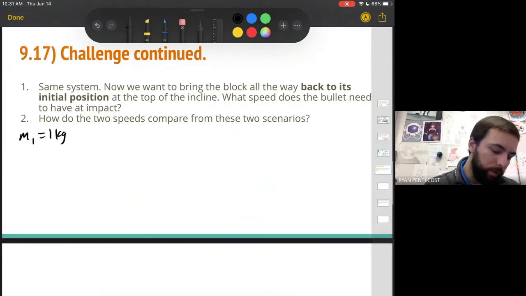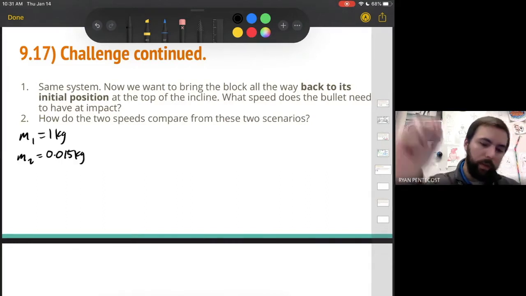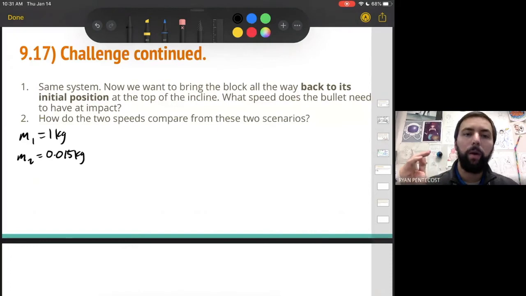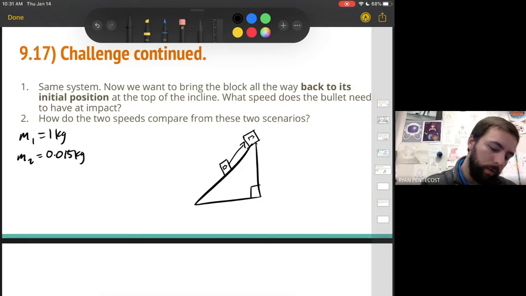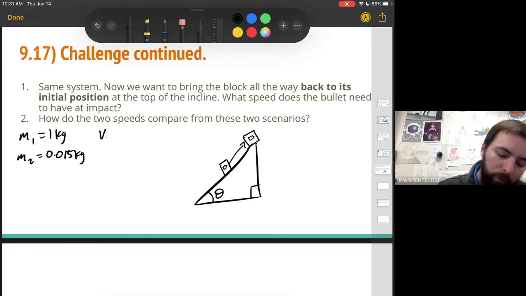givens all over again. You've got m1, m2. We don't need to worry about what's going on when the block falls, right? So here we have block, bullet, and it goes right back to sit up top, and then it's going to come to rest, right? Forgive the sloppy drawing there. So we have V1 initial is 4.66 meters per second, right?